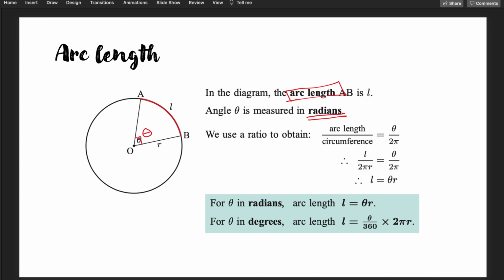Because the ratio will remain the same from the main angle to the smaller angle. The ratio of the arc length to the circumference will be the same. Now we can substitute the values in. The arc length is L, the circumference is 2 pi r, and this equals theta by 2 pi. We can cancel the 2 pi out, so it will be theta r.